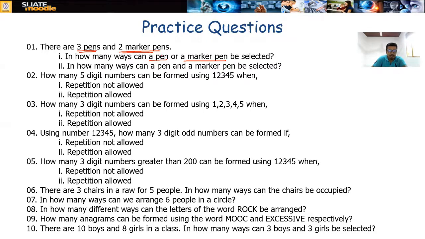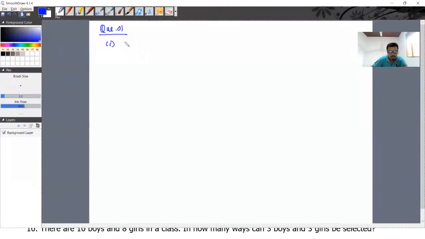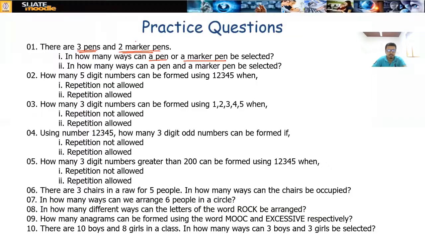To select a pen, how many options do we have? We have 3 options. Why? There are only 3 pens. Out of these 3 pens, we can select only 1. So to select 1 pen out of these 3, we have 3 options, 3 ways to select a pen.